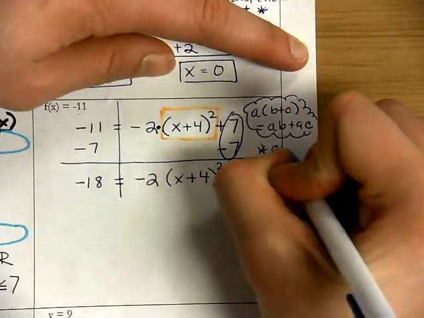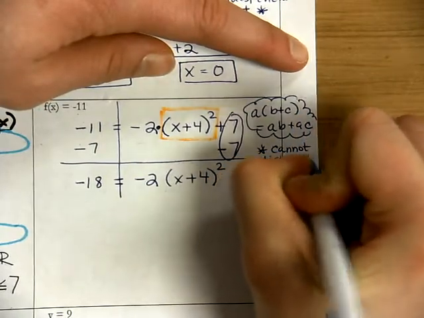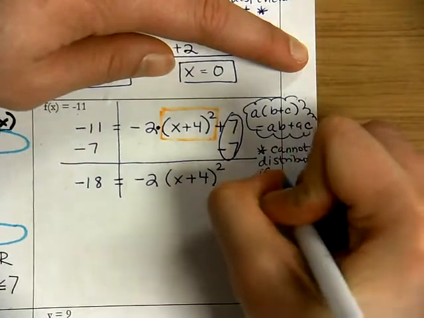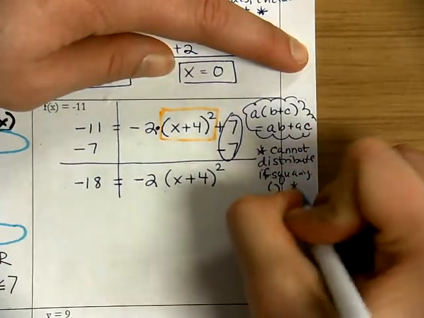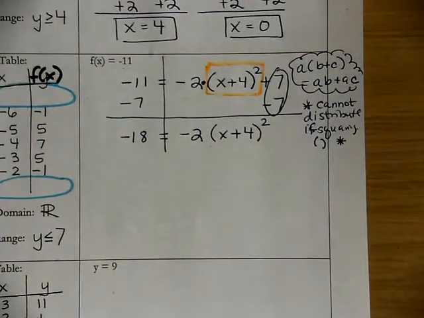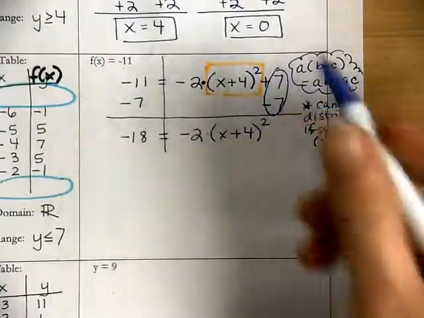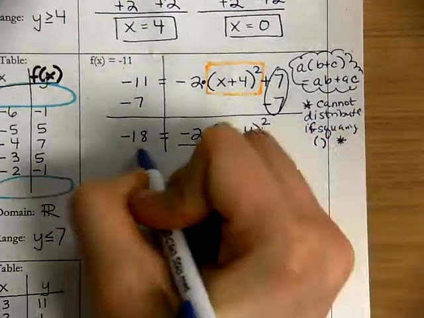So make a note: cannot distribute if squaring the parentheses. So we can't distribute. We've got to get rid of this negative 2 in another way. In order to do that, we know that that's multiplication. The inverse of multiplying is dividing. I divide both sides by negative 2.